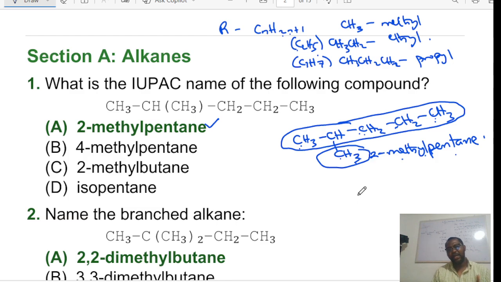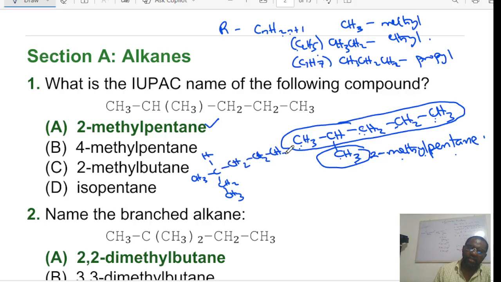Now, I want to add something here. In a case where you have something like this, CH3, C, CH2, CH3, then let's say you have H here, CH2, CH2, CH3. I want you to notice that a carbon chain always terminates with CH3. Can you see? CH3, CH3, CH3, and the remaining is always CH2, CH2.